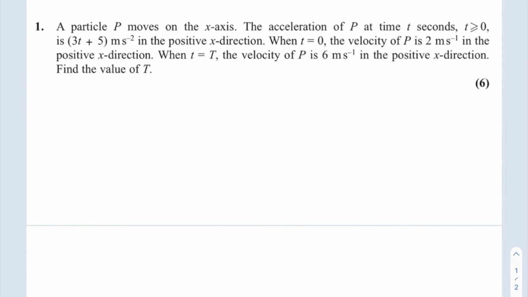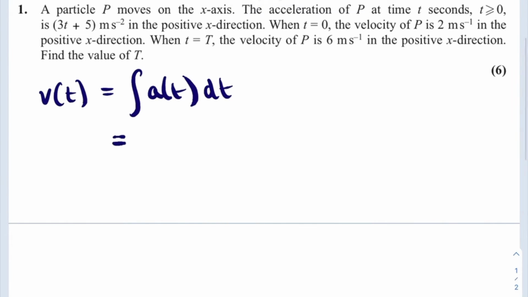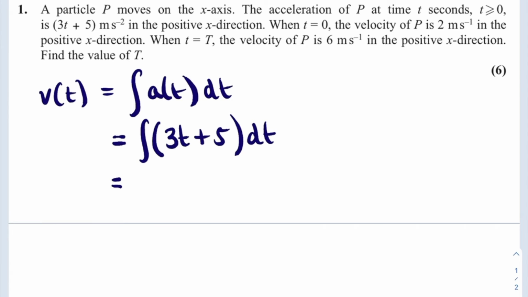So, we have acceleration as a function of t, and we need to find velocity. So we're using calculus when there's variable acceleration. So specifically, the velocity at any time t will be equal to the integral of the acceleration with respect to t. So I can put my expression for acceleration into this integral. So my acceleration is 3t plus 5. Nice simple linear function to integrate.